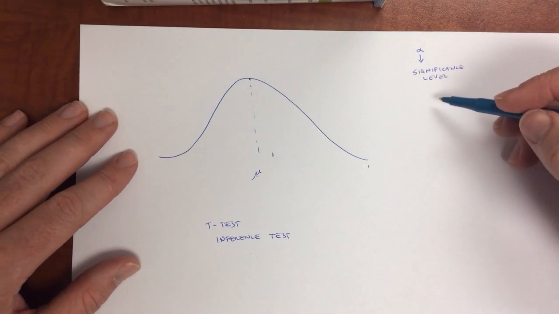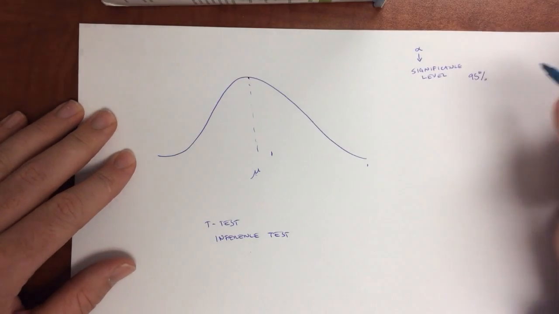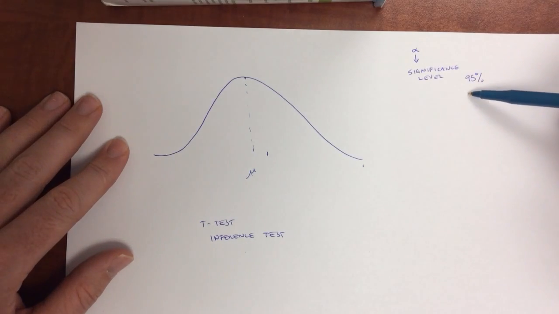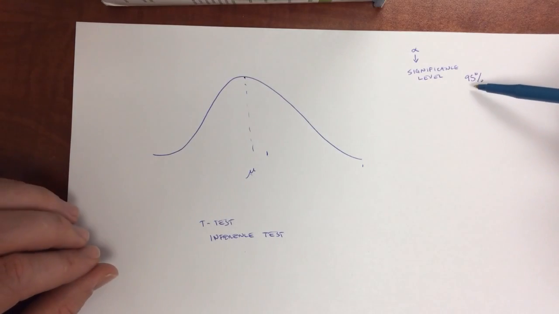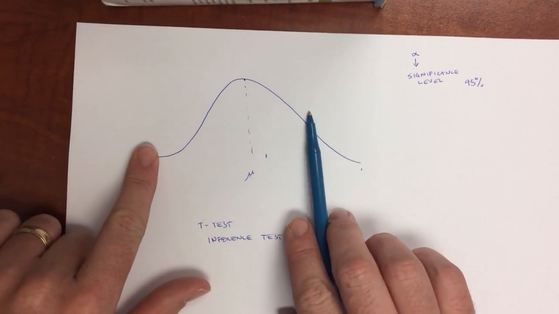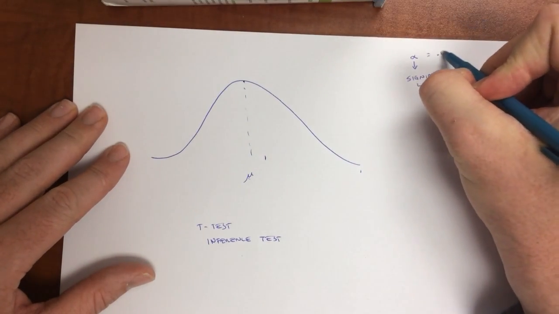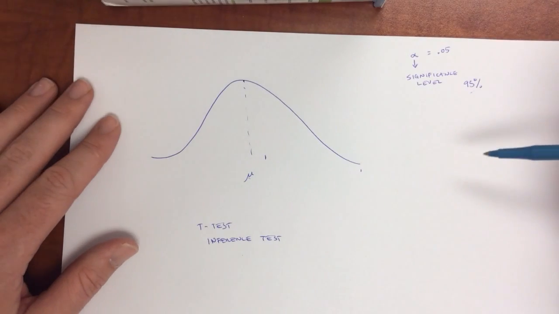All right, so if I want a significance level of 95%, meaning I want to be 95% sure that when I reject the null, I'm actually doing it correctly, then as a result I want 5% of my data to be out here in the tails. So that means my alpha is going to be 0.05, because for 95%, the difference is going to be there.